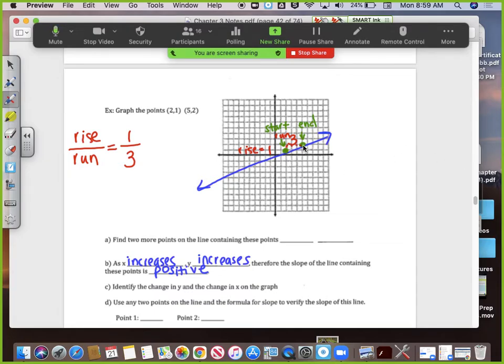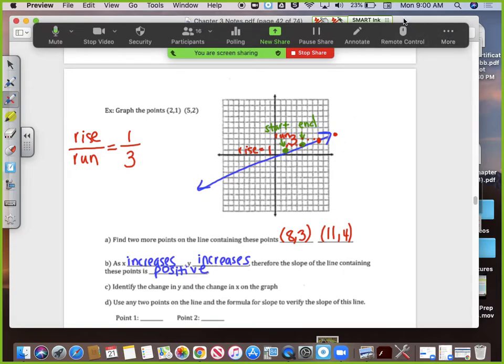We can use the graph to actually find more points by doing that same thing. To get from the end point to the next point, I will go up 1 over 3. 1, 2, 3. Here's another point. This point would be what? 1, 2, 3, 4, 5, 6, 7, 8. This point is 8, 3. I could do the same thing again. Up 1 and over 3. 1, 2, 3. I'm going to land off of the graph here, but this would be 11, 4. And you can use the slope to help you find more points once you find what the slope is.